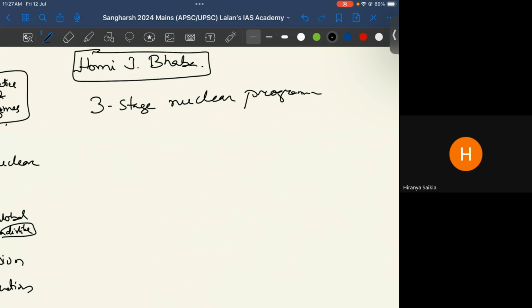So what is it? It is basically the uranium enrichment program of India.